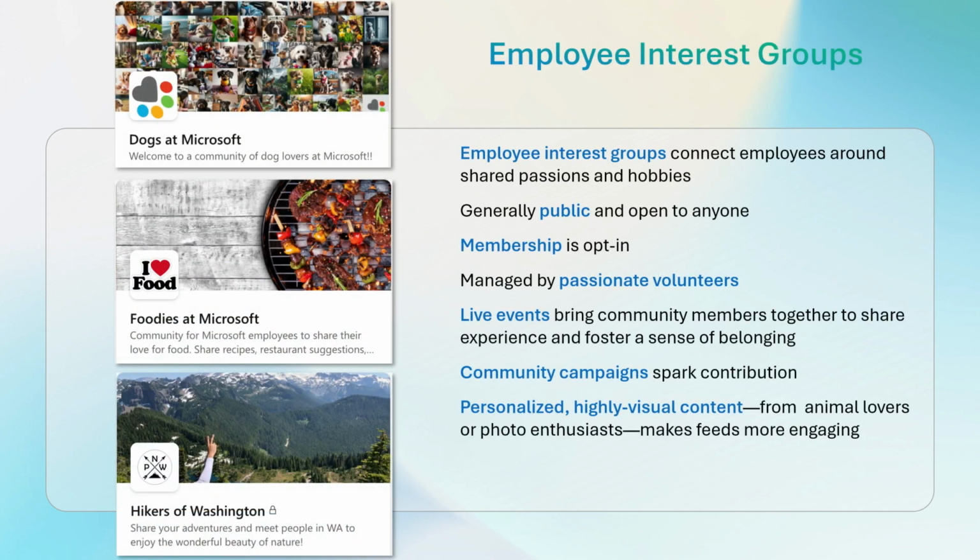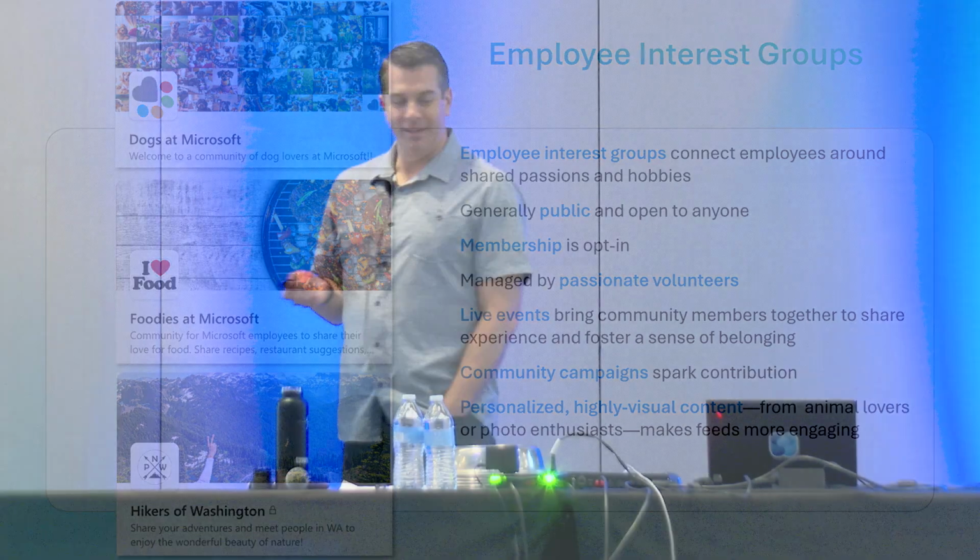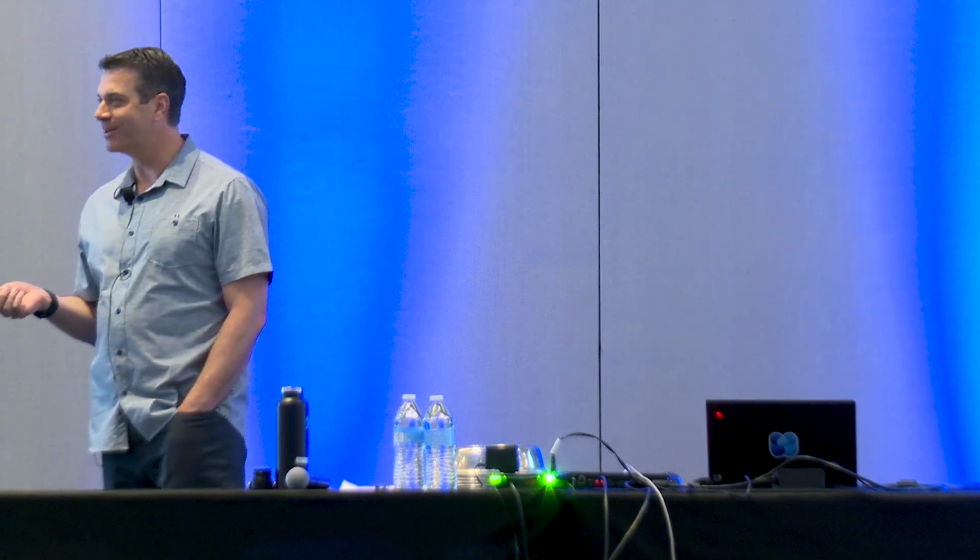So the last area that we'll transition to here is one of my favorites. These are the employee interest groups, right? So Viva Engage, it's great. We don't have to be all business all the time, right? Special interest groups or employee interest groups give employees a way to connect on non-business interests as well. When we talk to customers, one of the most popular non-business employee interest groups is Dogs at Microsoft or Dogs at Contoso. Everybody loves their pets, and it's kind of fun when you have a place to share.